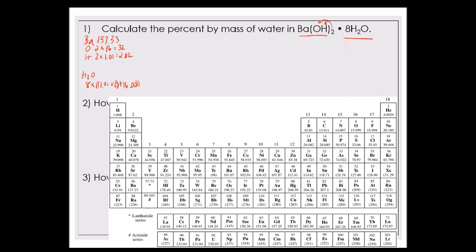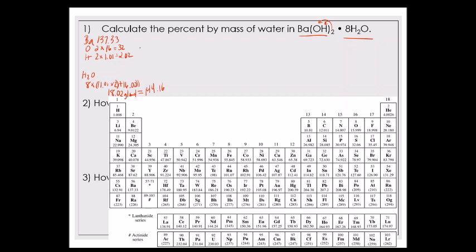Did my parentheses wrong, but let's add this together. This is 1.01 times 2, which is 2.02 plus 16. So this is 18.02 grams per mole for water. You're going to probably get to know that number very carefully because we're going to use it quite a lot for the hydrates. So 8 times that, we can start adding this up using your handy dandy calculator. So 8 times 18.02, that gives me 144.16. Is that what you got?